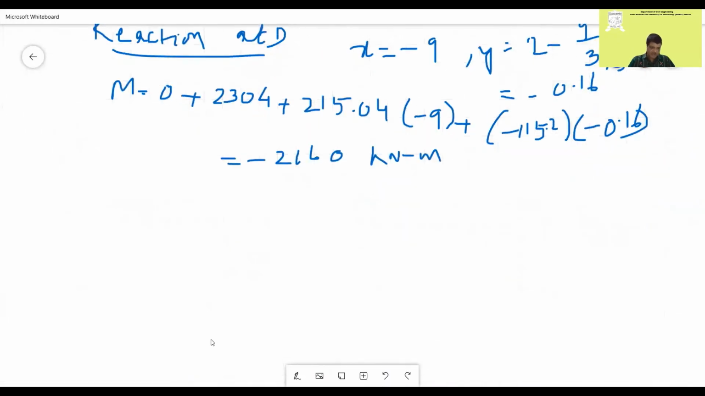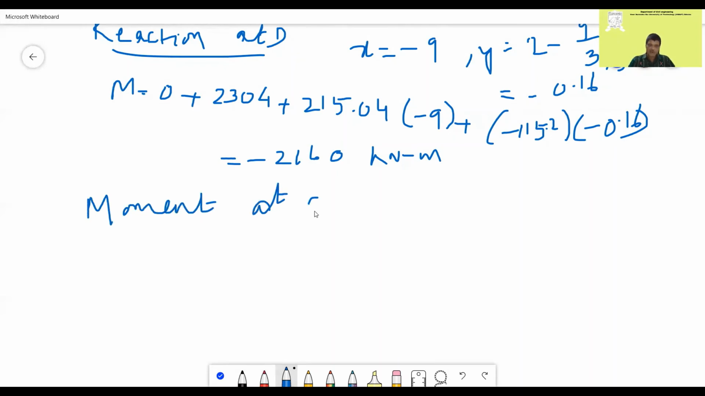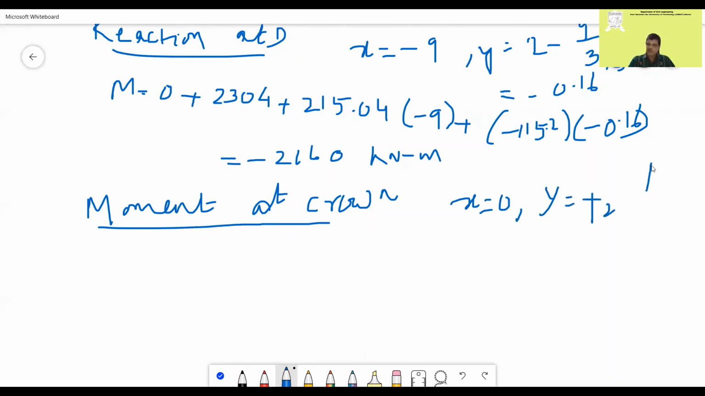Now we'll go for the moment at crown. We have to find the next moment at crown. So at crown, what is the condition? These are the questions asked: moment under load, moment at crown. So X is equal to 0, Y is equal to plus 2 because it's above the elastic center.